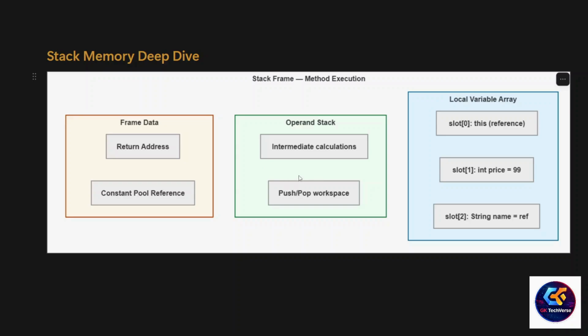And whenever one method is calling another method, the push and pop workspace will happen. And the frame data here, if method exits, it will hold the return addresses, all this. So key points we need to remember: primitives in the frame, object references stored in the frame. Let me show you this with code from a real banking transaction service.